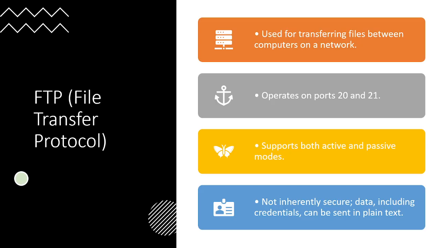So let's come to FTP, which is the file transfer protocol. As the name says, you transfer files from one system to another system. For transferring within the same local network, you use FTP. This is not secure. There is another, SFTP, which is a secured one. It is used to transfer files between two computers over a network. FTP usually uses port 20 and 21, supports both active and passive mode, is not inherently secure, and credentials can be sent in plain text. So this is the simple one.